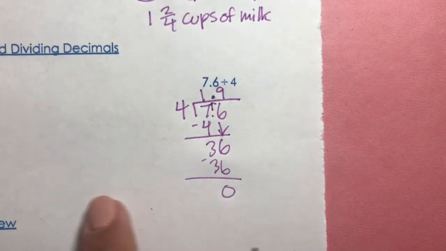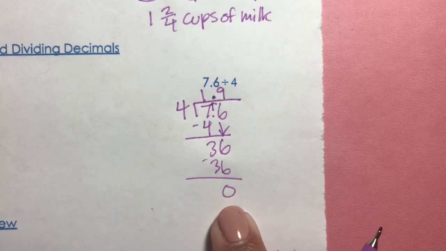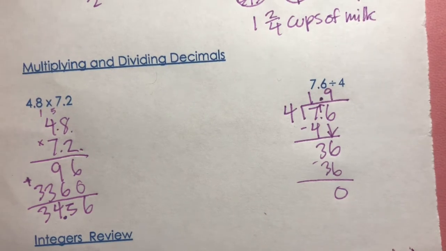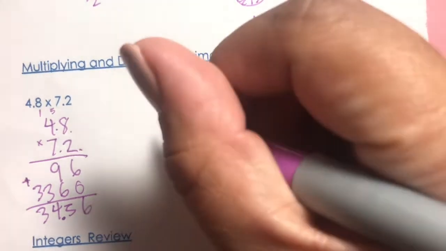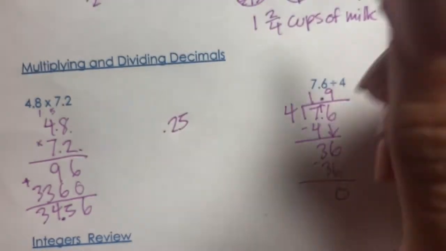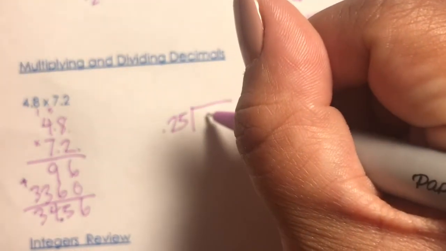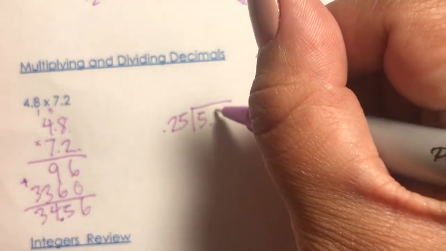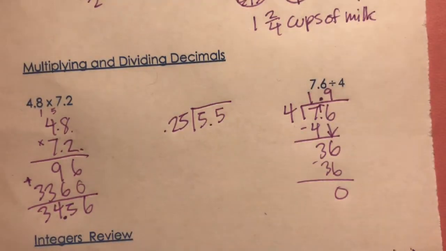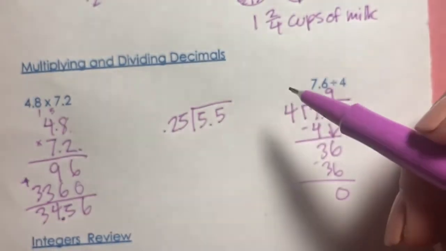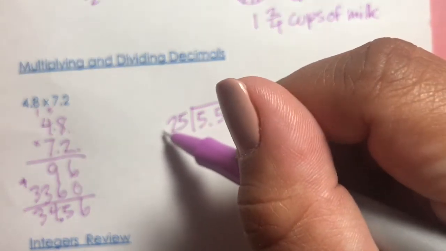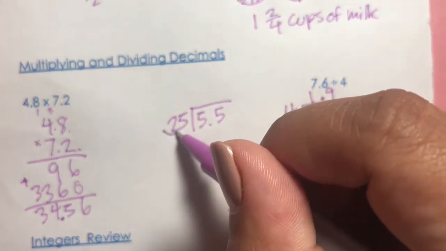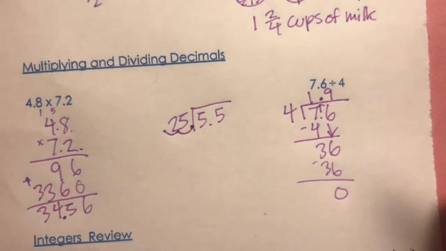Now, I did not write down a number for if you're dividing a decimal by a decimal, but let's go ahead and do that right now. So let's say you're dividing 0.25 into 5.5. Okay, so we need to move the decimal in the divisor. So we need to move it over to make it a whole number. So the amount of times we move this decimal, we have to move it to the right 2 times to make it a whole number.